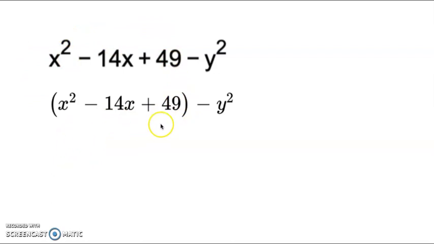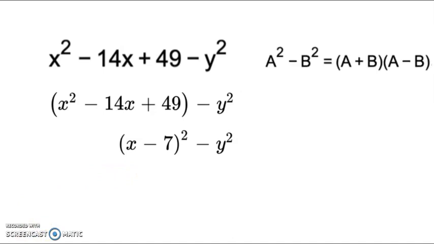So I can factor that by taking the square root of 49, which is 7, and seeing that the two numbers must add up to be negative, so negative 7. So it will be x minus 7 squared, which is a simpler way to say x minus 7 times x minus 7. Now remember the rule for the difference of squares, a squared minus b squared.